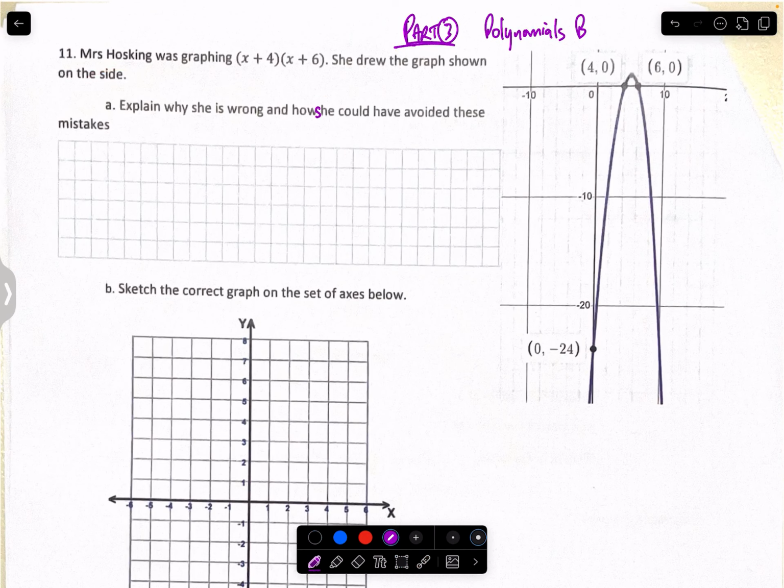Well, first off, if a is greater than 0, then the parabola is convex. How do you avoid that? Just know it.